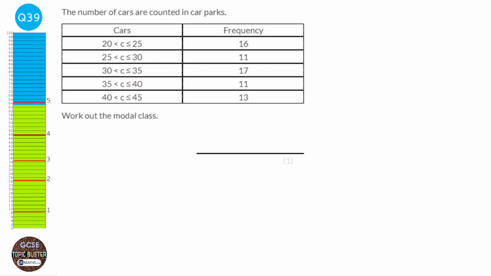To find the modal class or the modal group, we just look to see which one has the most numbers in it. Well, the first group has 16 in it, the next group has 11, the next group 17, the next group 11, and the last group 13. Which of those is the most? Well, 17. So the group that has the most is this 30. Let's do that a bit nicer. 30, and then C, and then 35. That essentially means 30 to 35, but make sure you copy it down correctly from the table, so exactly as it shows it in the table.